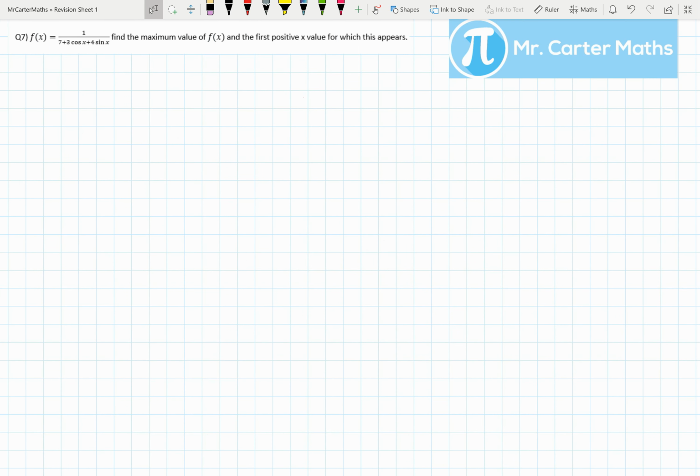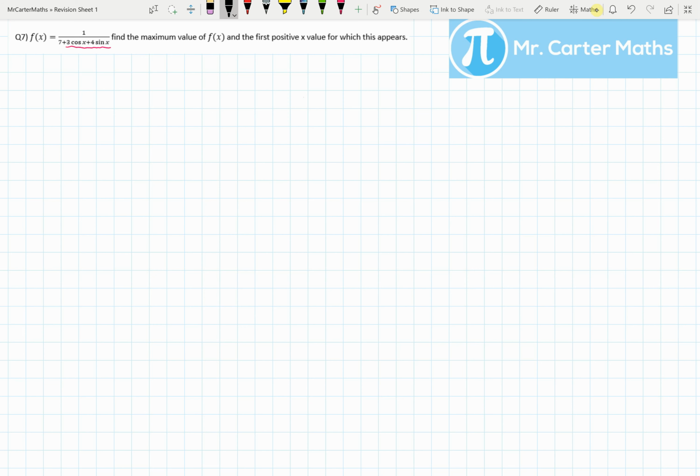Okay, question 7. This question on the old spec I think would have been broken into part A, part B. And in the new spec they're expecting you to recognize the skills. So you have to take a little bit of time to look at this and see what skills you have that apply to this problem. First thing I would recognize is this 3 cos x plus 4 sin x is something that we could manipulate to look a little bit differently.